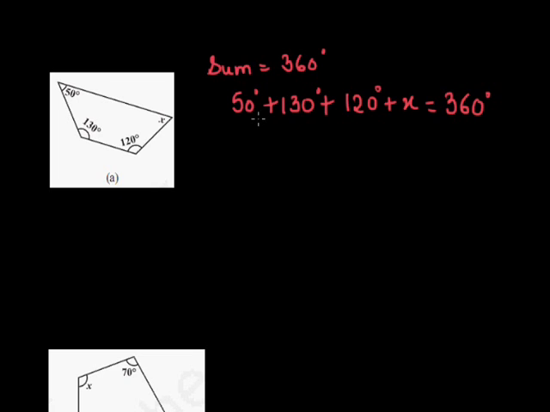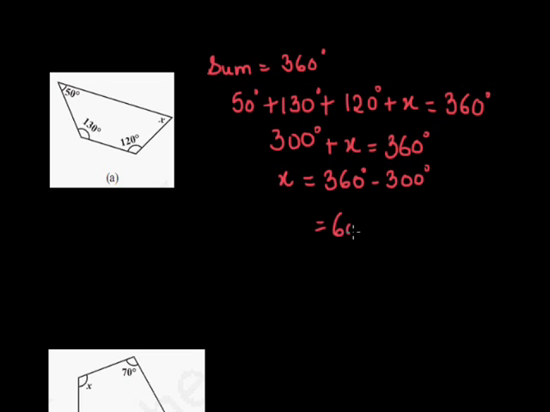Now adding 50 plus 130 plus 120, that is 300 degrees, plus x is equal to 360 degrees. In order to find the value of x, I have to shift 300 to the right hand side. So the value of x is 360 degrees minus 300 degrees, that is 60 degrees.